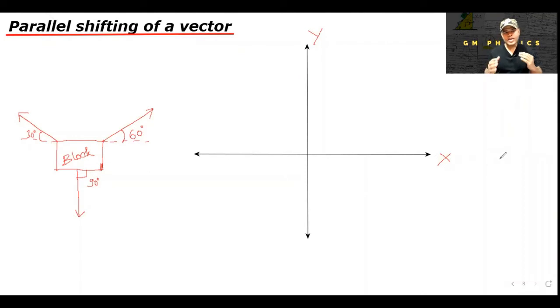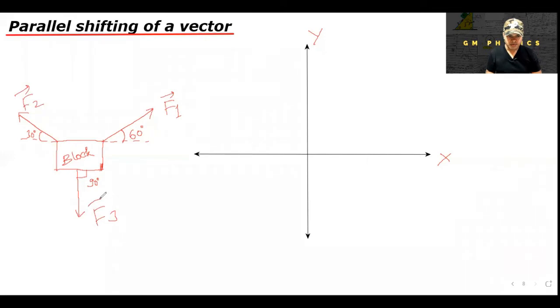All right. Now the question is, why do we even do this? Why are we required to use this parallel shifting of a vector? So let's try to understand this through an example. This is a block on which three forces are acting, three force vectors are acting. One is F1 vector, one is F2 vector, one is F3 vector, right?